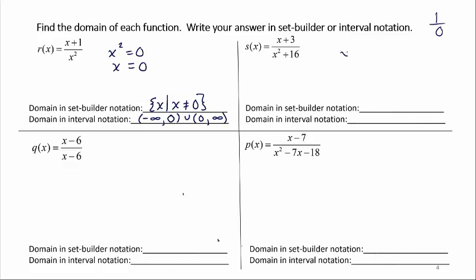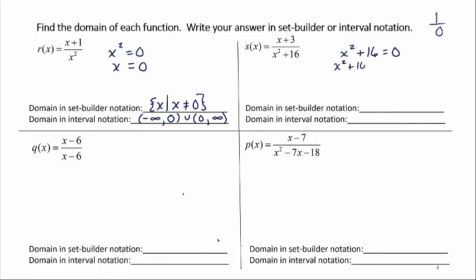I'm asking myself once again, I see the variable in the denominator. Is there anything that makes that denominator 0? Well, x squared plus 16 isn't factorable. It's a quadratic. We can factor the difference of squares, but we can't factor the sum of squares. So there's no middle term there. So let's try this.